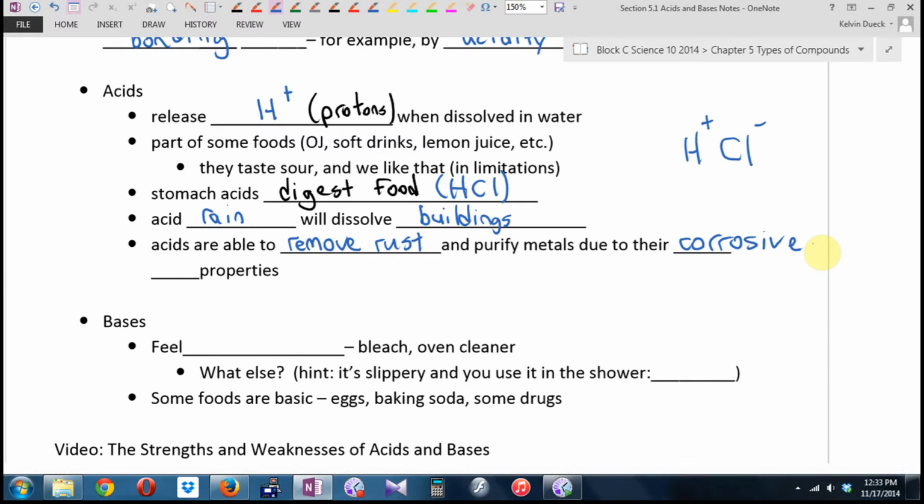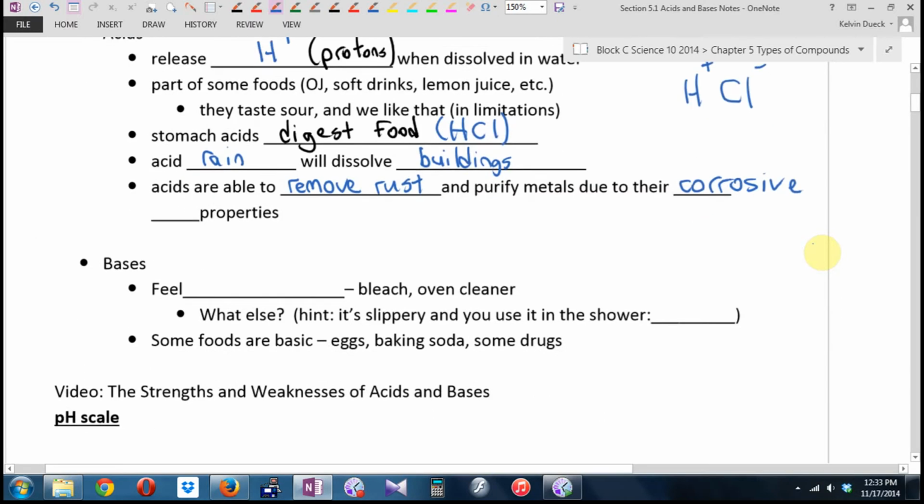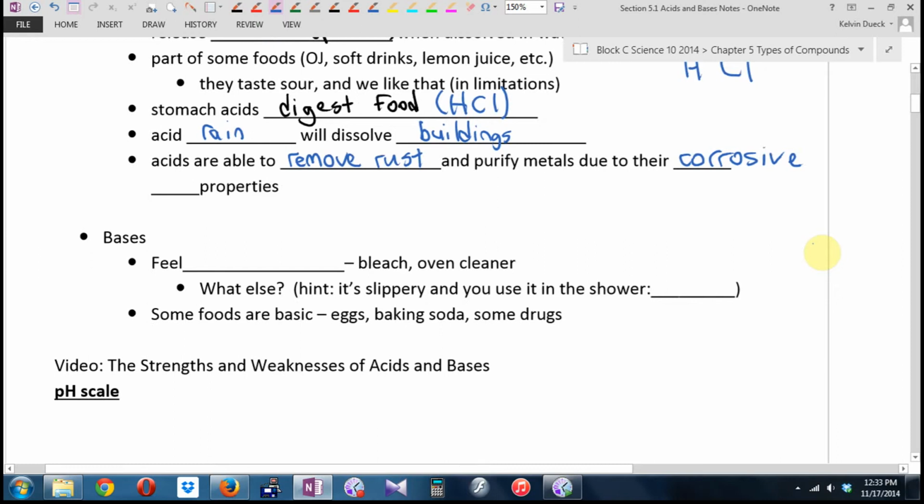Now, I still haven't really told you what an acid is. I've just told you a bit about some of them and what they do, but that's okay. The opposite of acids are bases. Okay? You can tell something is a base because it feels slippery. Bleach is a base. Oven cleaner is a very basic base, a very strong base. What else? Hint, it's slippery and you use it in the shower. Soap is a base.